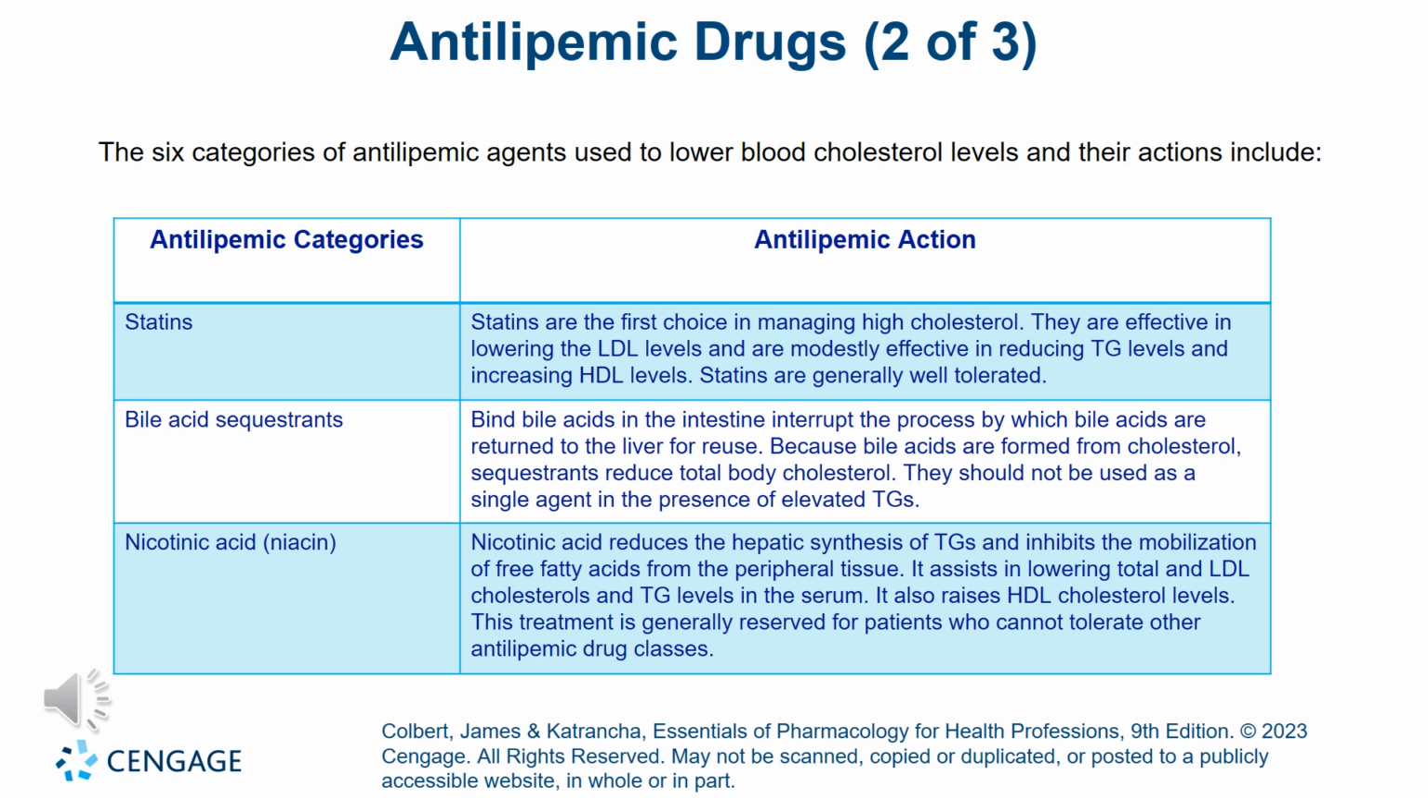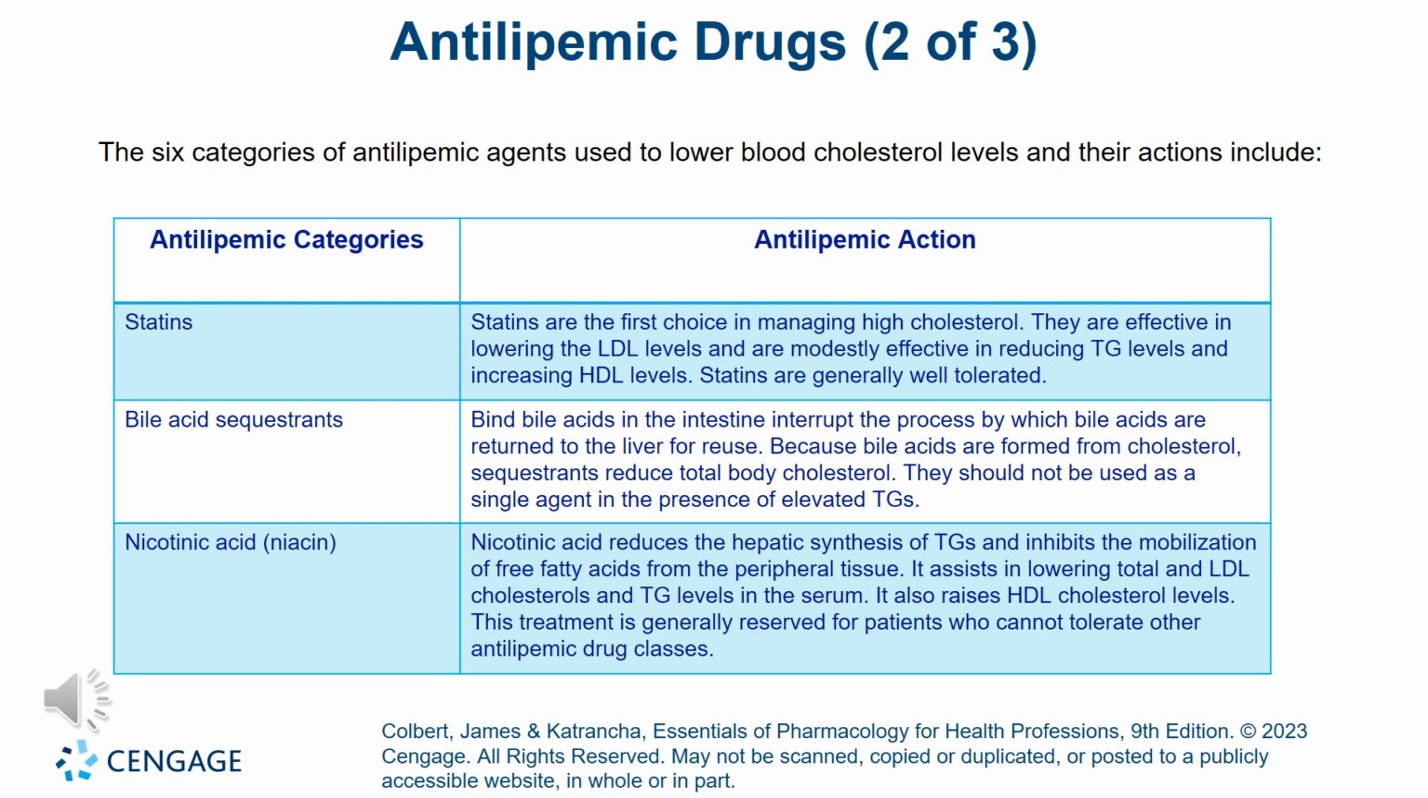The 6 categories of anti-lipemic agents used to lower blood cholesterol levels and their actions include statins, which are the first choice in managing high cholesterol. They are effective in lowering the LDL levels and are modestly effective in reducing triglyceride levels and increasing HDL levels. Statins are generally well tolerated.